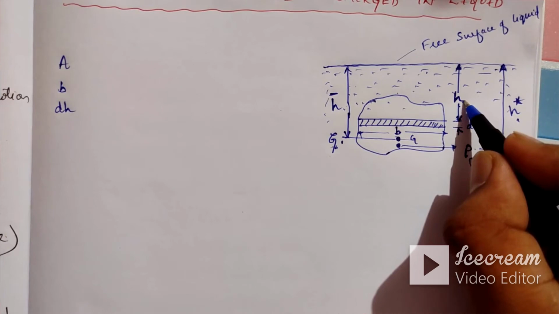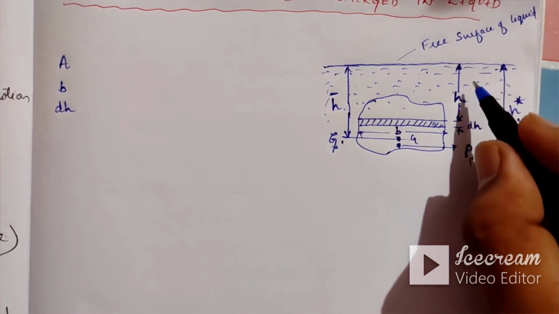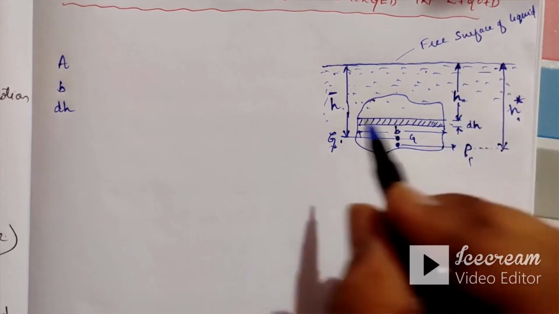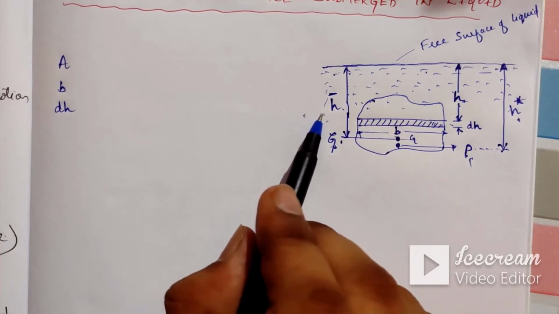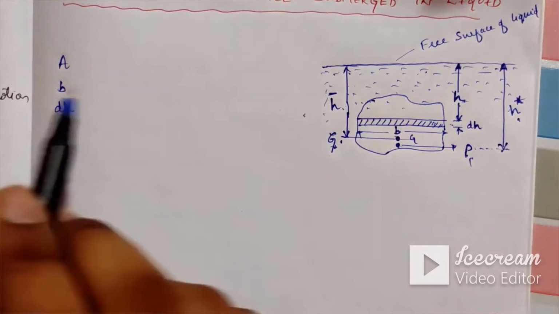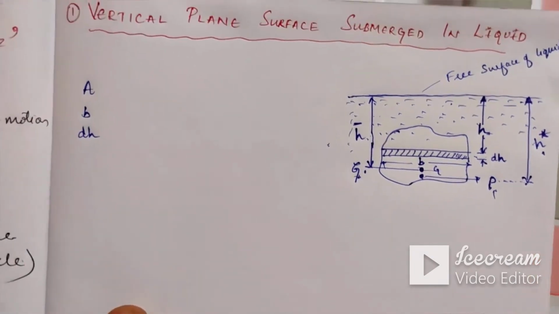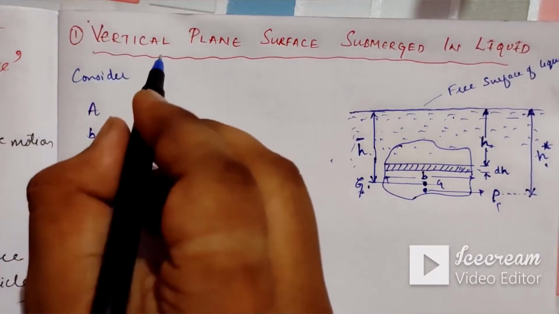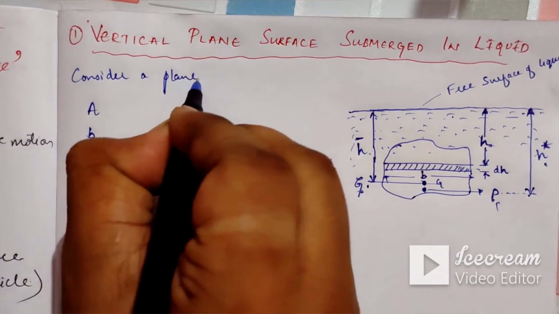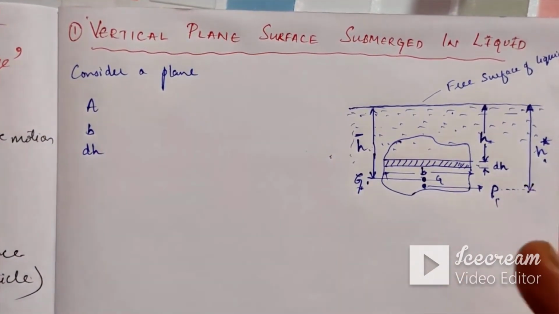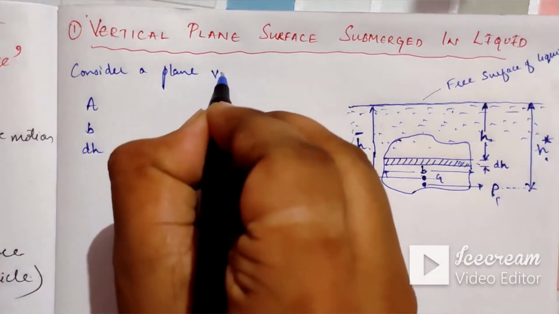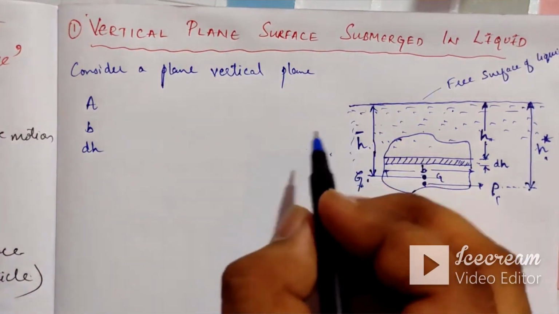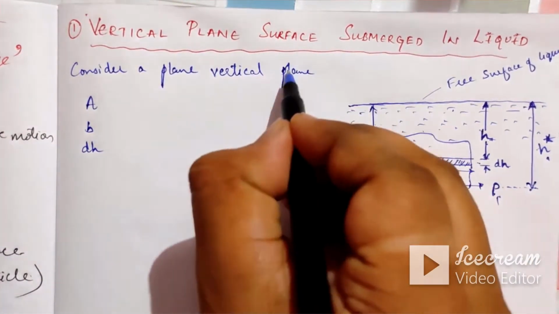h is the distance from the free surface of the liquid to the element. h bar is the distance of the CG of the area from the free surface of the liquid, and A is the total area. So now I'll define. Same as we did in our lower classes, consider a plane. Here the diagram is very important. If you know this diagram, you can easily derive. So consider a vertical plane.